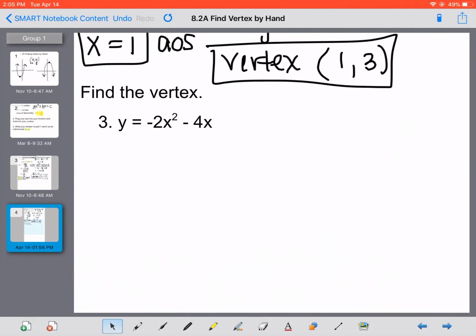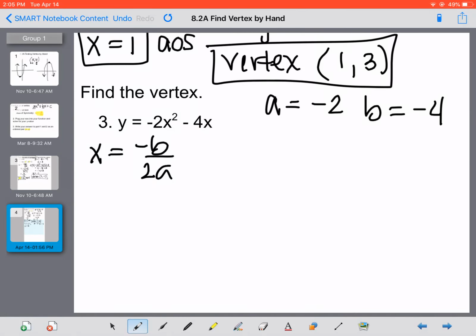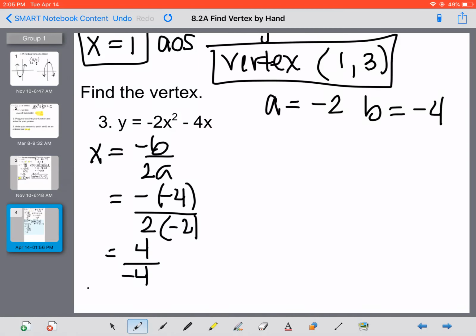Okay, let's try one more. So here it says find the vertex. It's not asking us to find the axis of symmetry, it's just saying straight find the vertex. However, in order to do that, we must find the axis of symmetry first. So in this case, our a is -2 and our b is -4. So x equals negative b over 2a, that's the first step. So negative, our b is -4, and our a is -2. Two negatives on the top give me a +4, and 2 times -2 gives me a -4. And when I divide that, I get x equals -1.